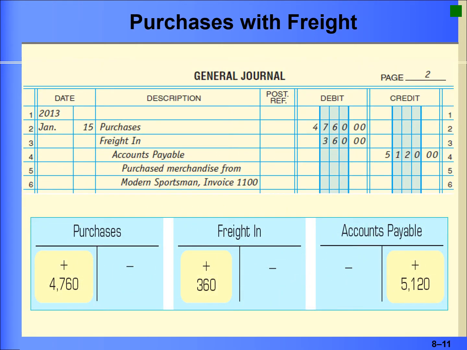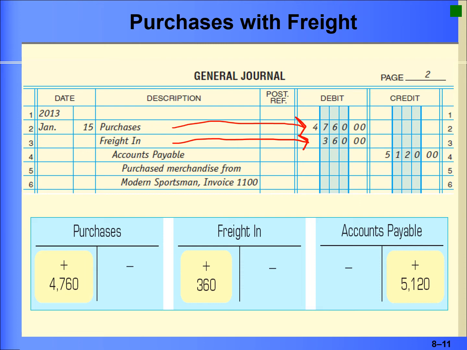Okay, and so the basic journal entry to record your purchases is pretty simple. Notice you debit the purchases account right there. In this case, it was $4,760. Notice the freight in gets a separate line item. In this case, it was $360. And then, of course, they just credited accounts payable for $5,120.